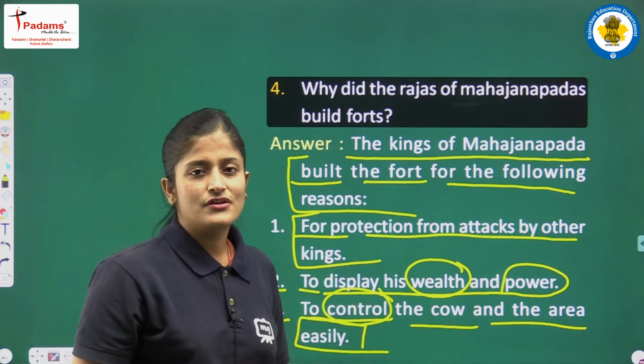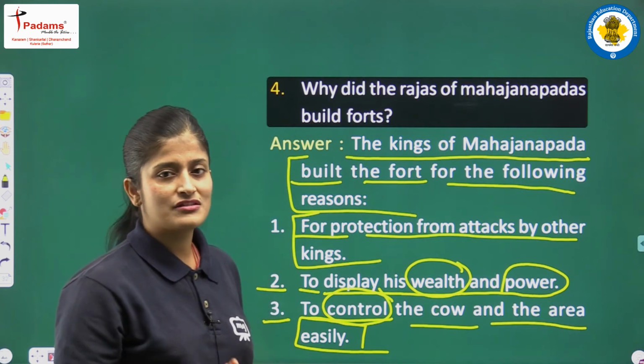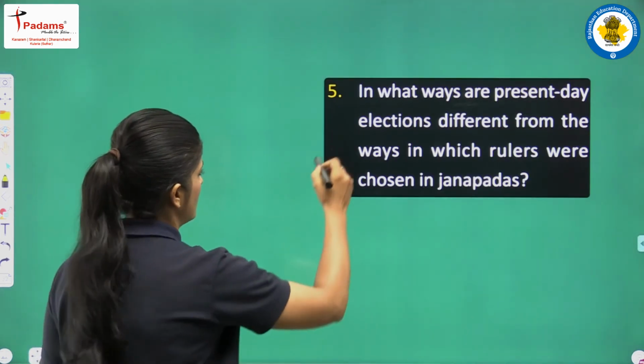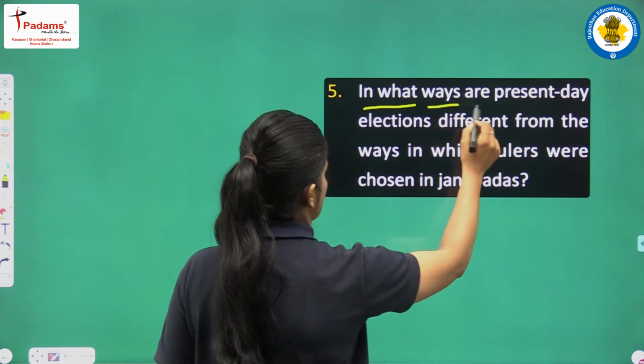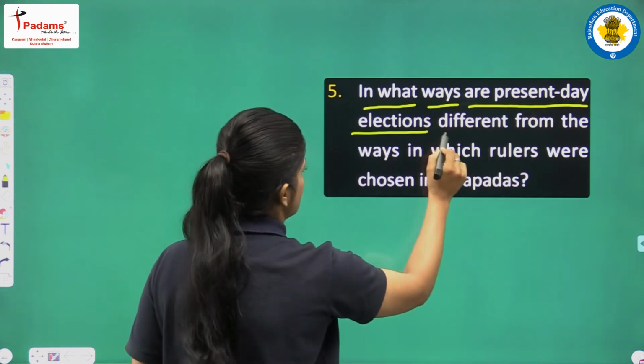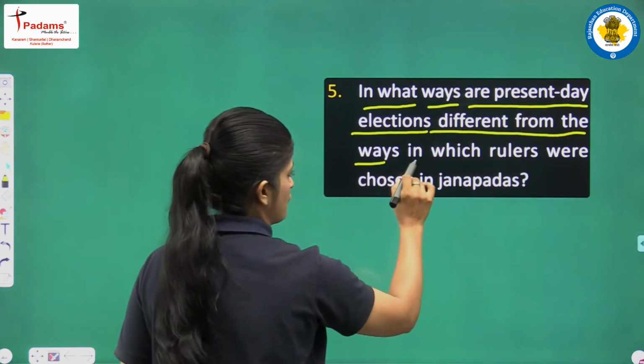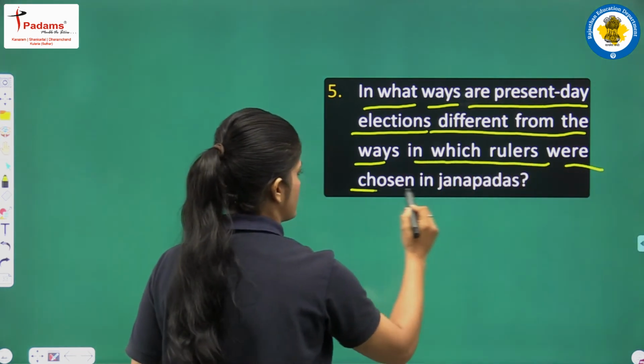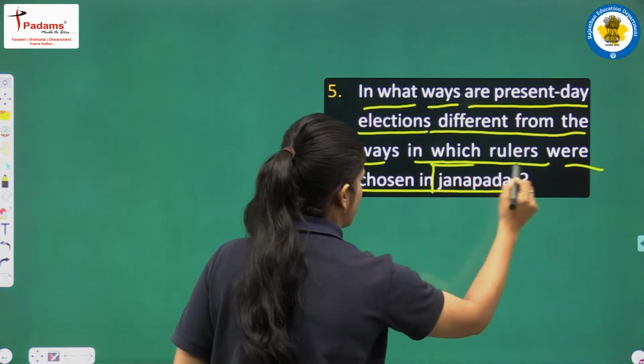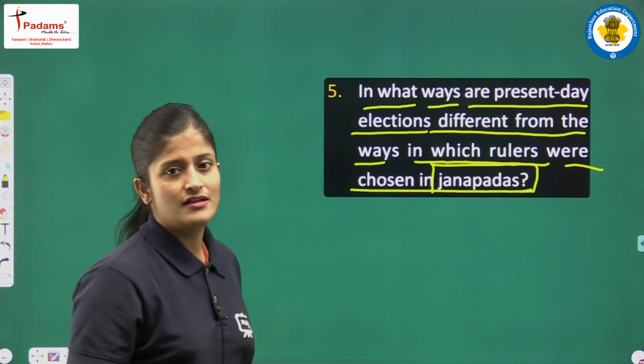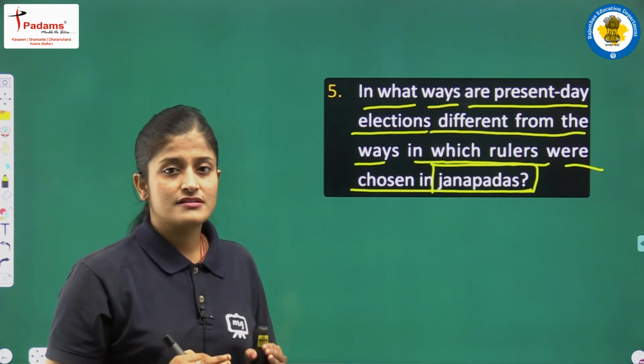Okay, so clear for you? Okay, now your question number 5. In what ways are present day elections different from the ways in which rulers were chosen in Janpadas? Okay, so we have to discuss the ways and the differences.